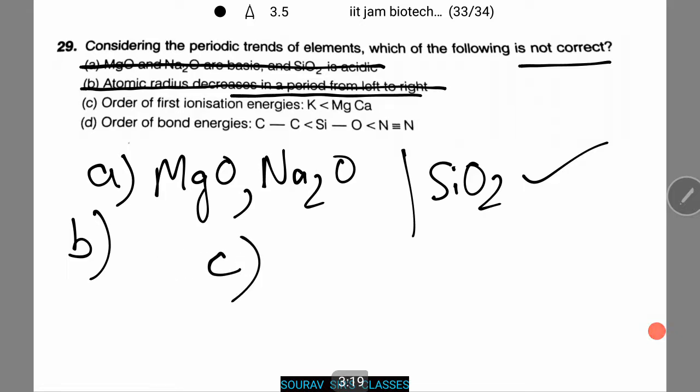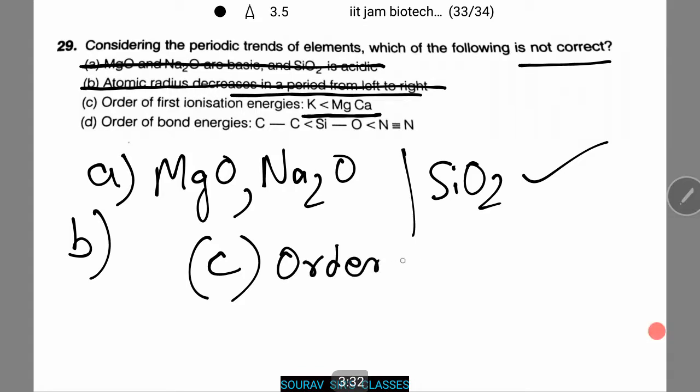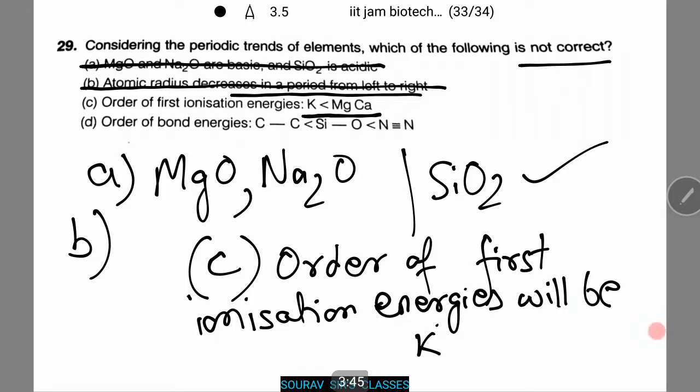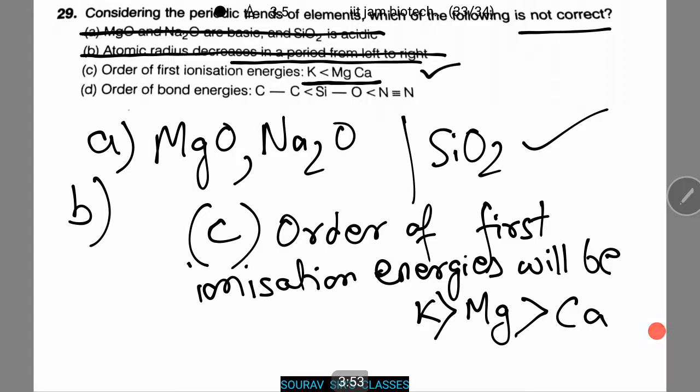Now B, the atomic radius decreases in a period from left to right, which is absolutely correct. Now for number C, the order of first ionization energy: K less than Mg less than Ca. What do you think? Is this correct? Absolutely not. The order of the first ionization energies will be K greater than magnesium greater than calcium. So the third one is an incorrect one. Let's check the fourth one.